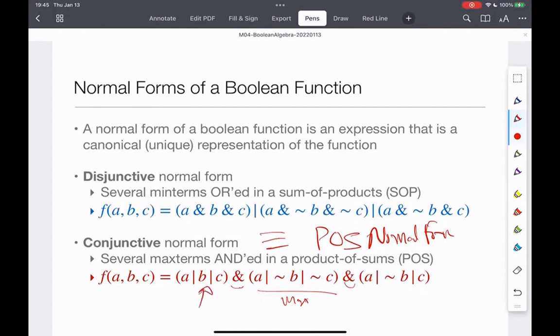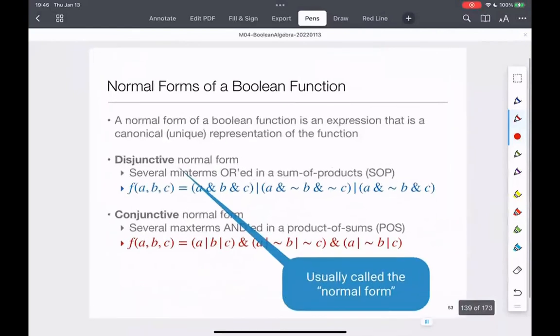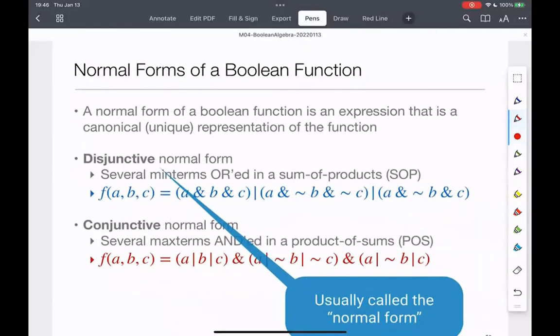Which max term is this? A or B or C? M of 0. Good. You can write things more compactly also. Oftentimes we may just say normal form. When people say just the normal form, they're referring to the disjunctive normal form because it's the more common one which gets used.